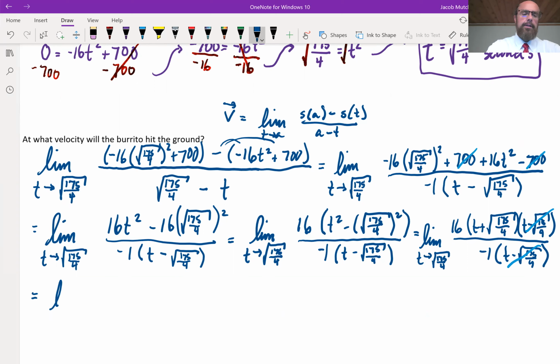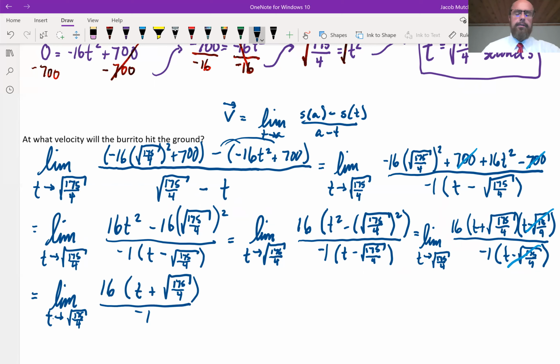And that is going to bring us to this velocity when the burrito hits the ground. I reckon it's traveling pretty fast if it's fallen from the top of the Fountain Place Tower. So the expression left is 16 times parentheses t plus square root 175 over 4, all over negative 1. That's all that's left in the denominator. So I'm going to substitute now, direct substitution. I'll drop the limit.